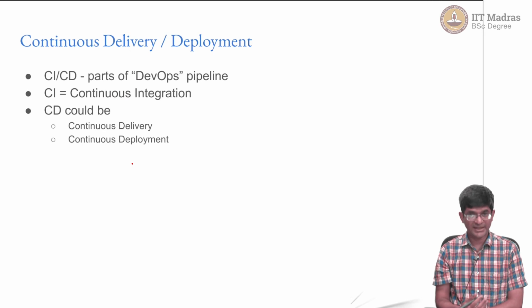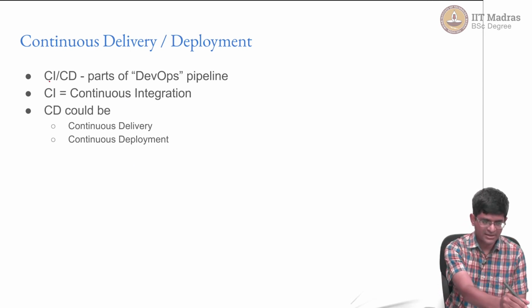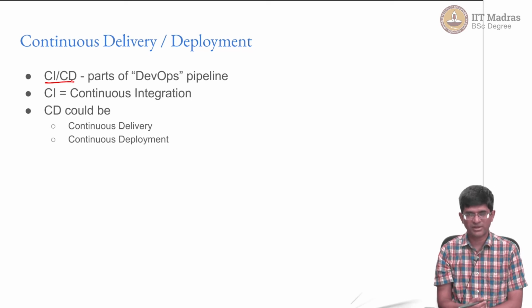So after continuous integration comes what's called CD, right? And there is this term CI/CD that you might have come across in lots of places. It's part of what is usually called the DevOps pipeline, right? DevOps sort of stands for development operations, something like that, right? And DevOps is now one of the common words that you keep hearing in the context of how to deploy applications.